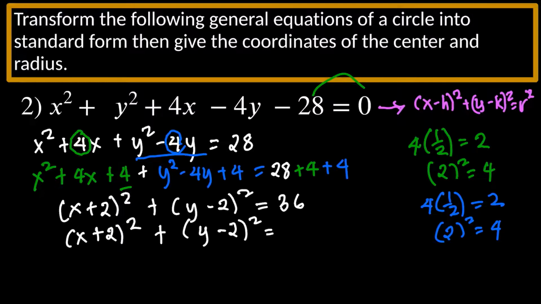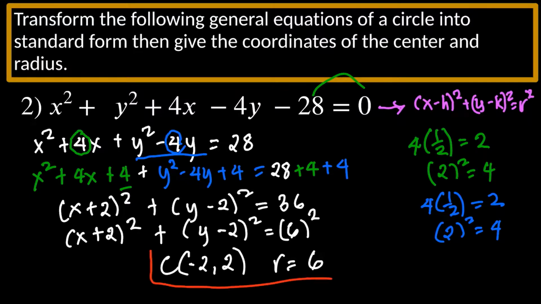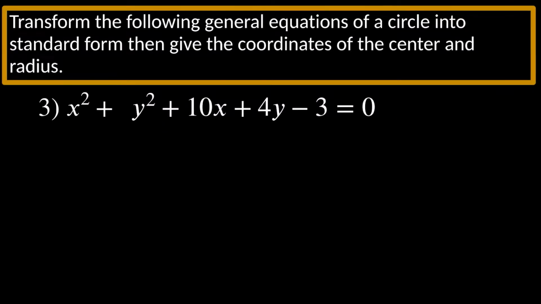equals, we can rewrite 36 as 6². And so the center of the circle is at (-2, 2), and the radius is 6. So we have here the answer, and this is also the standard form of the circle. Let's have the last one.